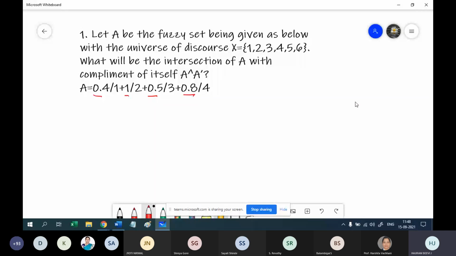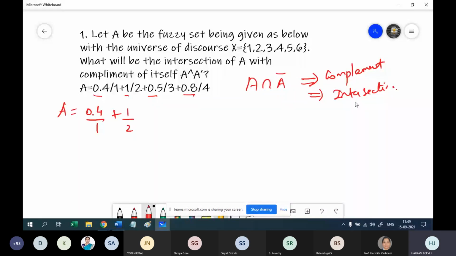Okay, so here A intersection A bar. So here two operations are involved. The first one is complement. Complement of A we should find. Then intersection. Okay, so here 0.4 by 1, 1 by 2, 0.5 by 3, then 0.8 by 4.